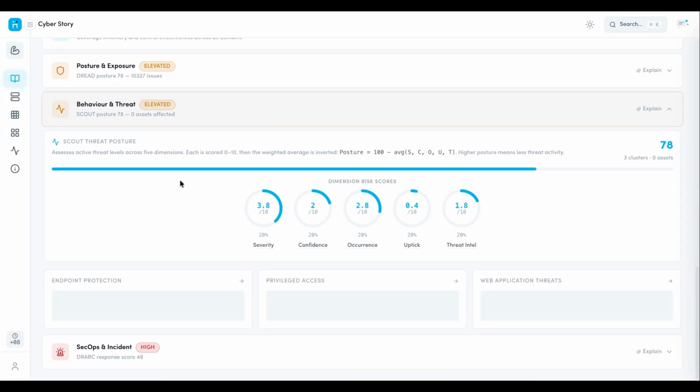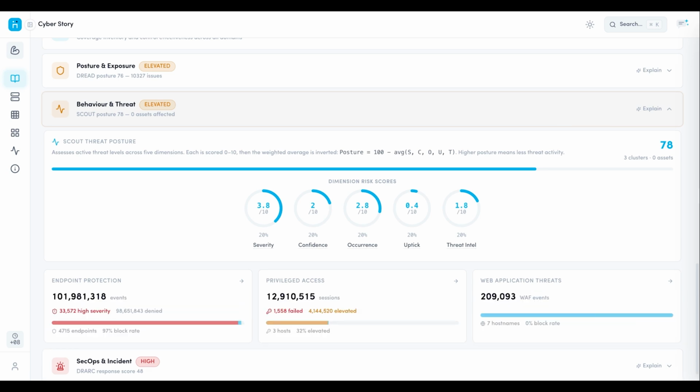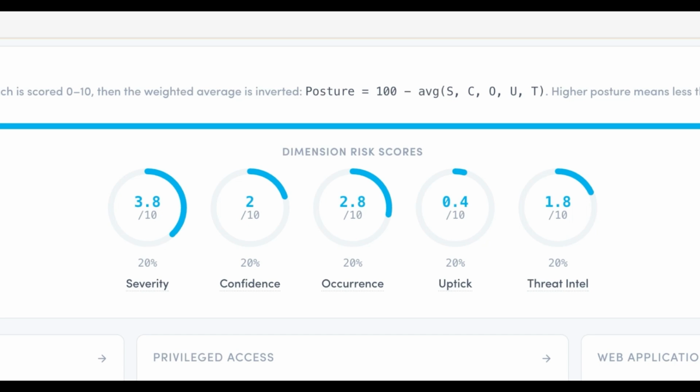Next, we have Scout. What's happening right now? Scout measures active threat pressure, not historical risk, but rather what's actually going on in your environment at this moment. Where DRARC looks at weaknesses that could be exploited, Scout looks at activity that is happening. Detections, anomalies, patterns that match known attack behavior. We group related threats together into clusters and score each cluster across 5 dimensions.